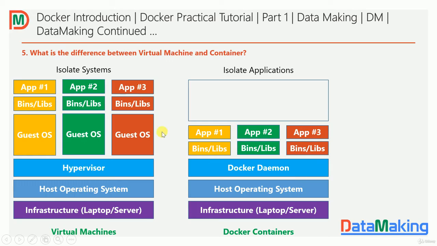If you compare with the virtual machine architecture, you see three operating systems. Each operating system is going to consume a huge amount of resources. In this case, that is minimized with one operating system. So you can use the extra resources for your applications, so that your application will be faster.